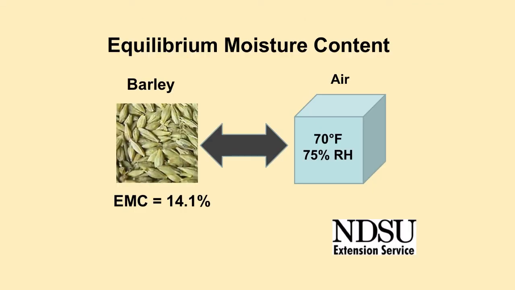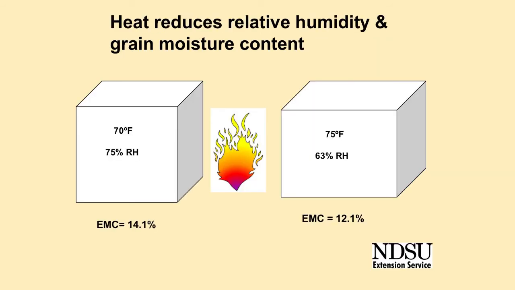If the air relative humidity is high, the barley will not dry to the desired 12% moisture content, regardless of how long the fan is operated. For air at 70 degrees and 75% relative humidity, the barley equilibrium moisture content is 14.1%. So that will be the moisture content of the barley. Warming the air just 5 degrees with a heater reduces the air relative humidity to 63% and the barley moisture content to 12.1%. Rarely does the air need to be heated more than 5 degrees. Warming the air more than 5 degrees would result in the barley moisture content being lower than desired.